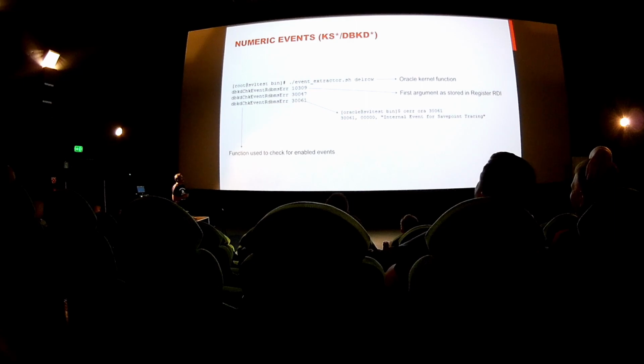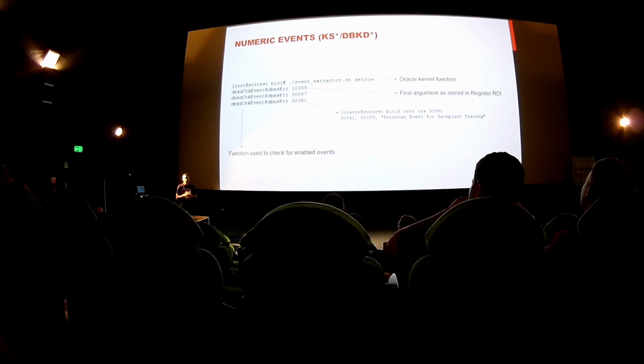For example, here we have a kernel function that is calling the check event RDBMS error function, and the event that is checked is passed as the first argument. Here the function is checking for 3 old event numbers. So in this case, it's very easy.